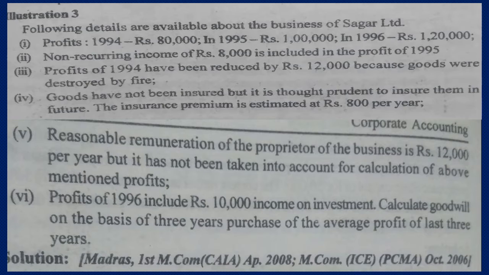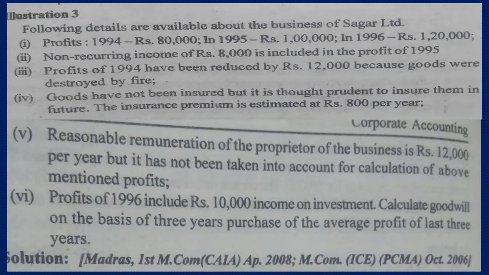The amount is 12,000. Then the goods have not been insured, but it is thought prudent to insure them in the future, which means it is an expenditure to be shown from hereafter onwards. So that expenditure is not recorded in the above profits of 94, 95, 96, and that also should be given effect. The insurance company's estimated amount is 800 per annum. This 800 per annum should be given effect hereafter.